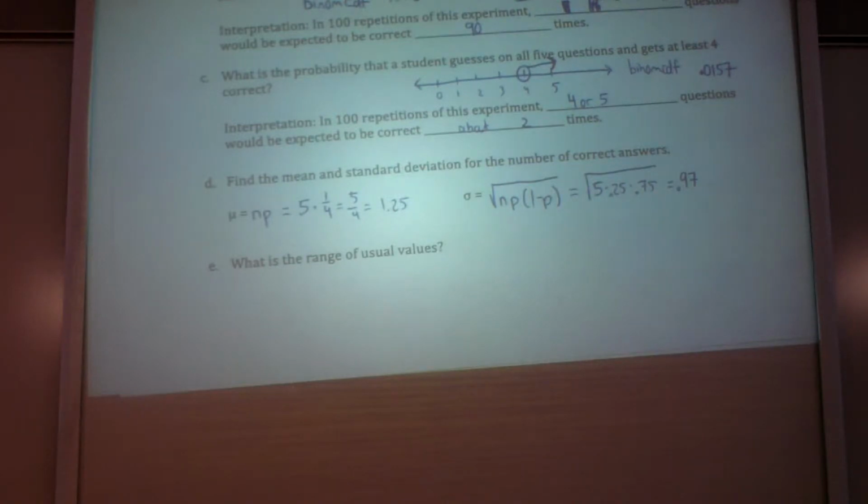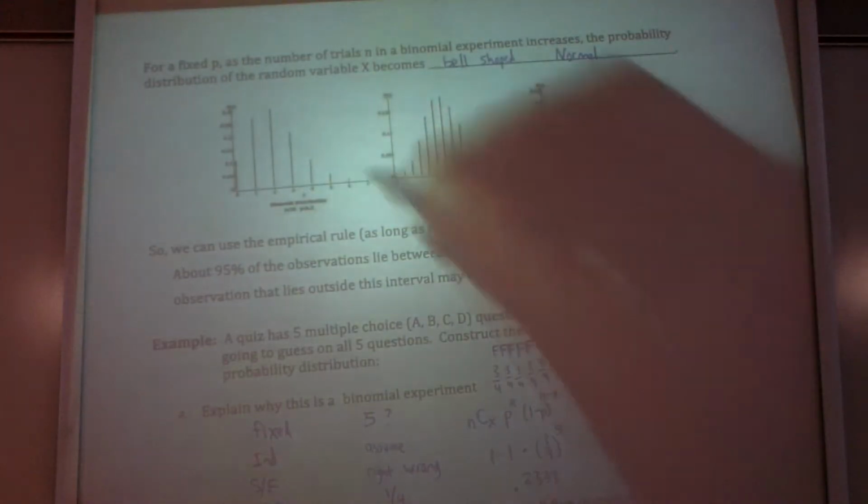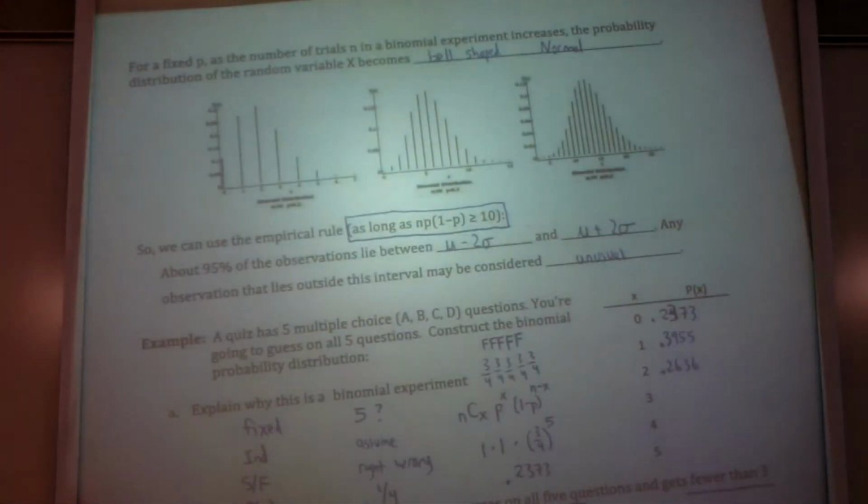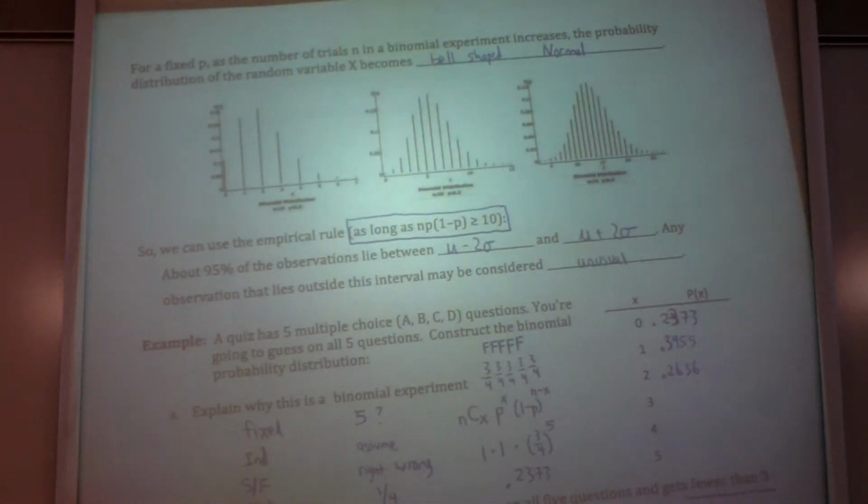Last question for this example says, what is the range of usual values? Well, what we answered at the top of the page was that as long as NP(1 minus P) meets the condition from up top, let me just scroll back up so you can see it, then we can expect the distribution to be approximately normal, which means it follows the 68, 95, 99.7, so our usual values would be within 2 standard deviations of the mean.